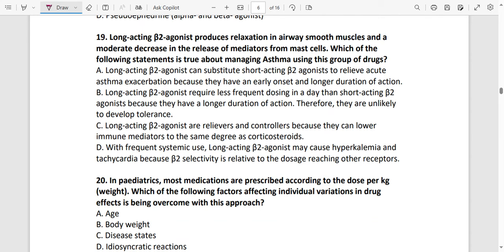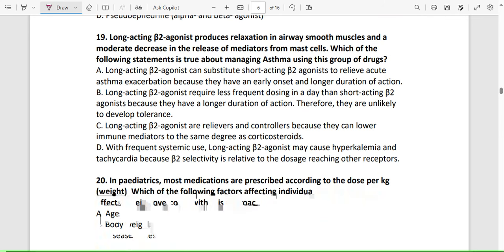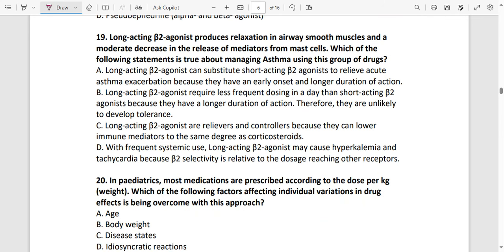Anyone that can help with this one? Anyone that can help? Okay. I hope people can get me. Are we able to? Yes, doc. Please, you can go on. Long-acting beta-2 agonists can substitute short-acting to relieve acute asthma exacerbation because they have got.